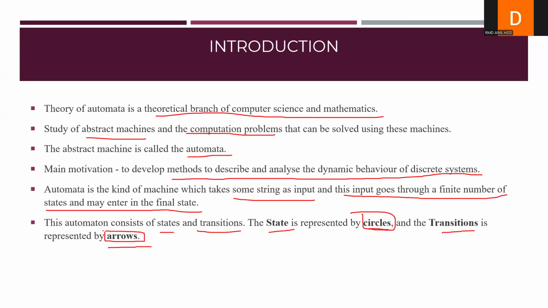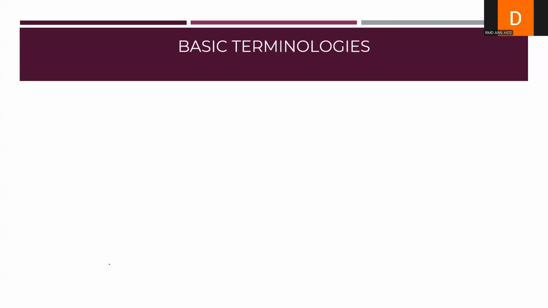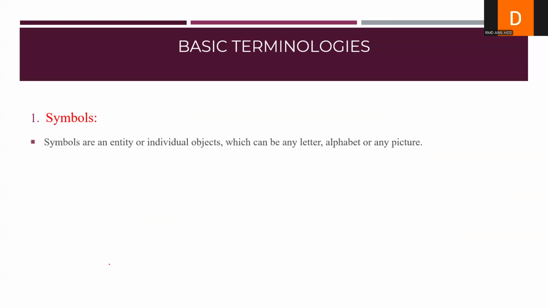Now let's look into some basic terminologies that we will use when we are going to develop this automata. The first basic terminology that we're going to see is, what are symbols? The definition of a symbol is, it is an entity or individual object which can be any letter, alphabet, or any picture. As all of us know what a symbol is, any entity can be considered as a symbol. For example, the letter A is a symbol.